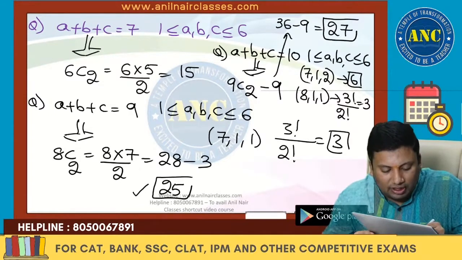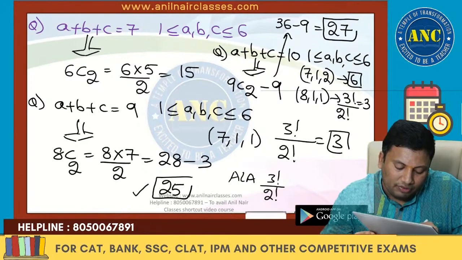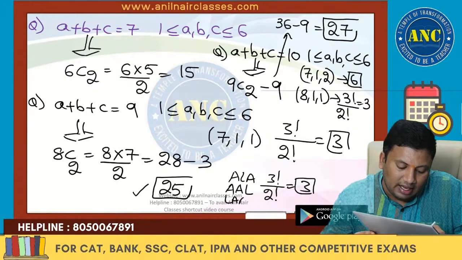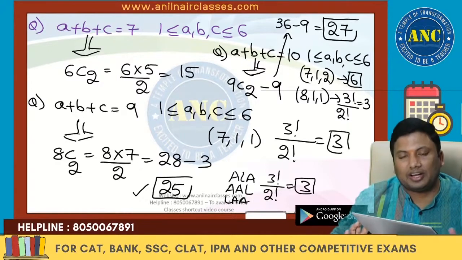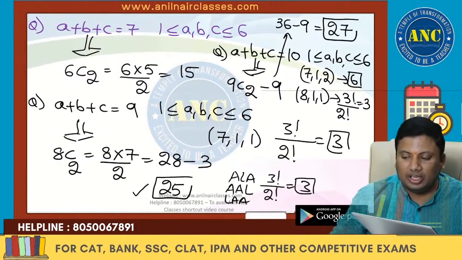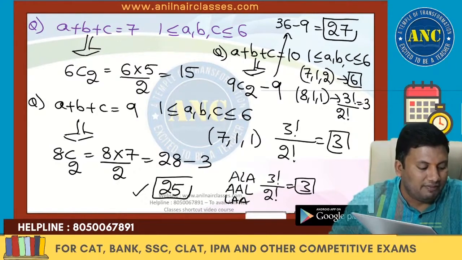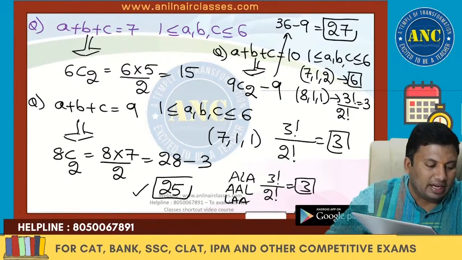Suppose if ALA is there, it can be written as 3 factorial by 2 factorial, which is 3 cases: AAL, ALA and LAA. So 3 letters can be arranged in 3 factorial, out of which 2 are identical. So 28 minus 3, 36 minus 9. Everybody kindly reply if this idea is clear to you.